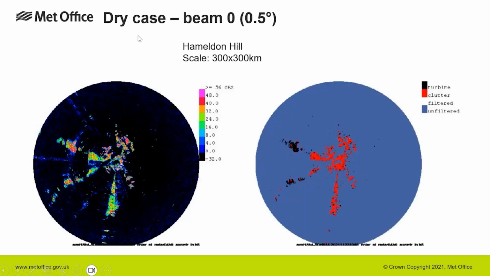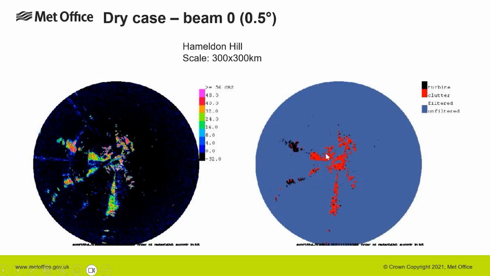So this is a dry case, clear sky at Hamilton Hill. You can see everything that would normally be noise. It says use the unfiltered data because we don't care. There's nothing interesting there. It doesn't do any filtering because there's no rain on there. There's no improvement to be had.